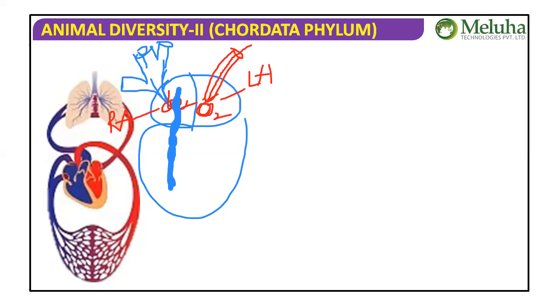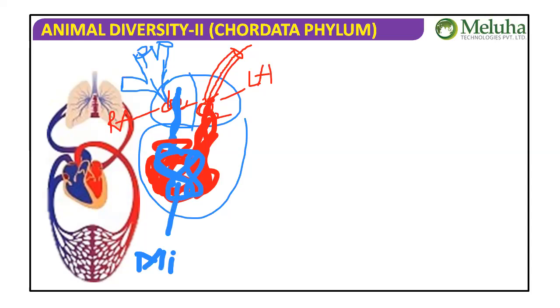The deoxygenated blood will be sent to the ventricle. Next, oxygenated blood. Oxygenated blood is coming to the ventricle. So just imagine what is happening here in the case of the frog. Oxygenated and deoxygenated blood are going to combine in the ventricle. We call this kind of blood mixed blood. Such blood we say mixed blood.